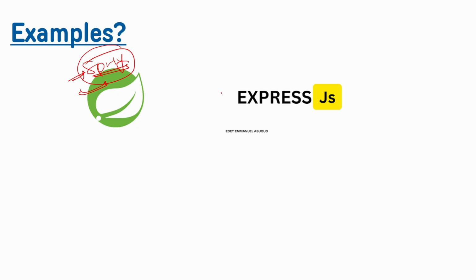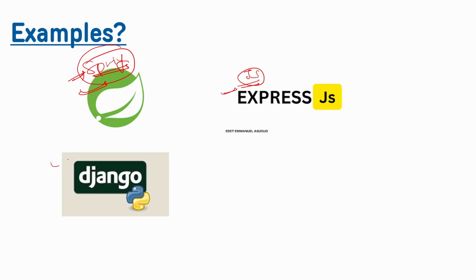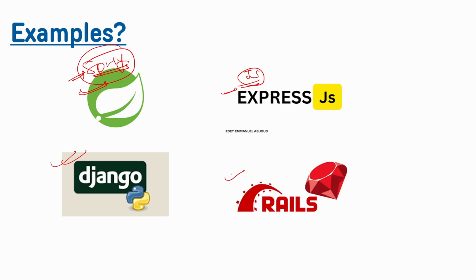Now, what are some examples of frameworks? The first one is the Spring framework that we are going to learn in this course. The second is Express.js, a JavaScript-based backend framework. Third one is Django. Fourth one is Ruby on Rails. So these are some examples of frameworks that bundle all the non-business logic requirements into a reusable software piece, so that any developer can directly use it.